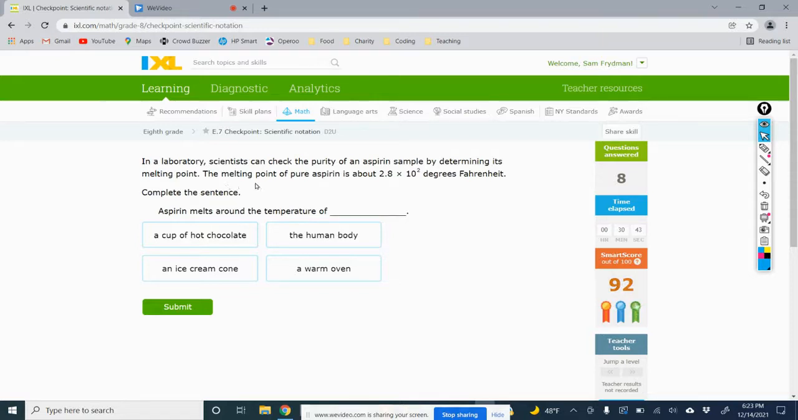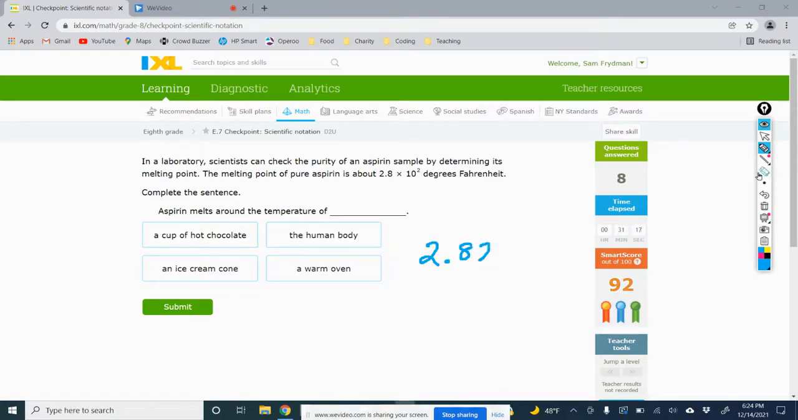In a laboratory, scientists can check the purity of an aspirin sample by determining its melting point. The melting point of pure aspirin is about 2.8 times 10 to the second degrees Fahrenheit. Complete the sentence. Aspirin melts around the temperature of... Okay, this is kind of a weird problem to ask. So 2.8 times 10 to the second.